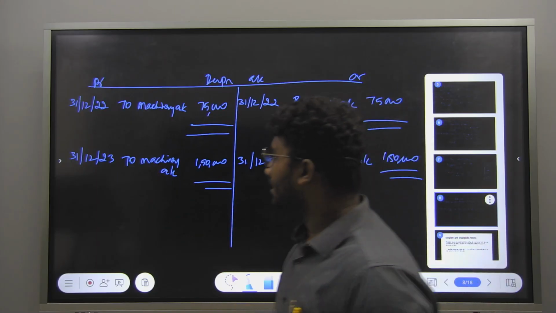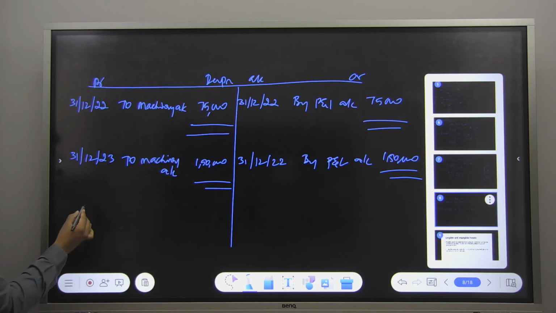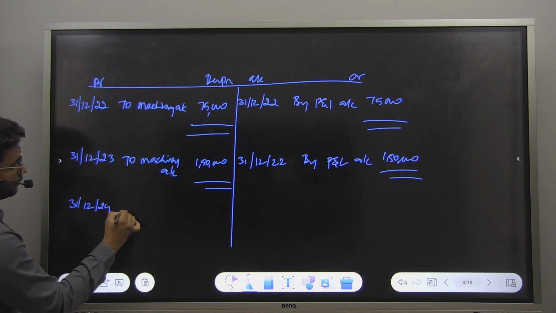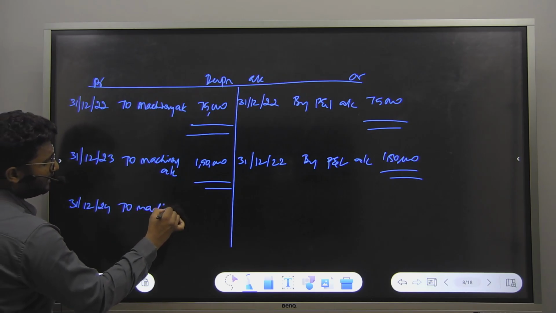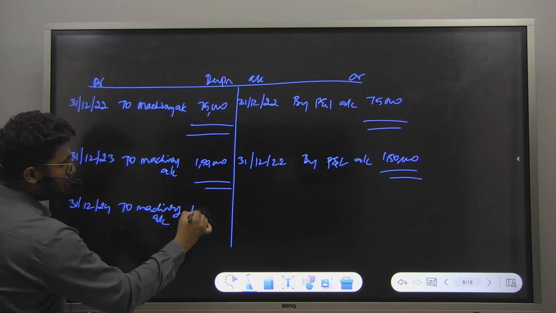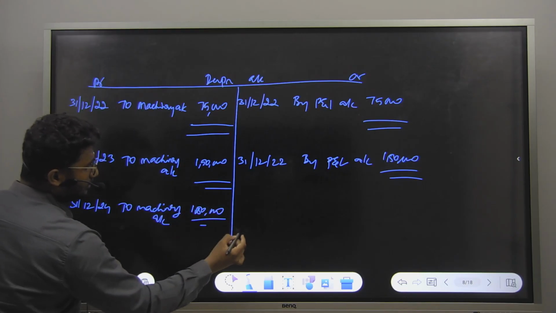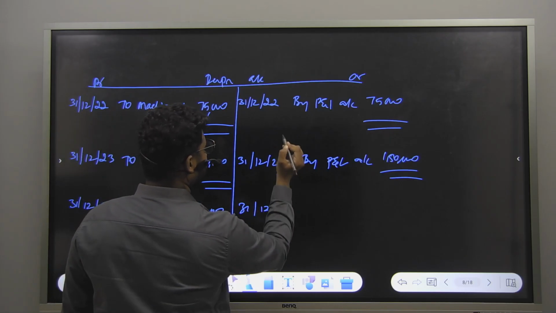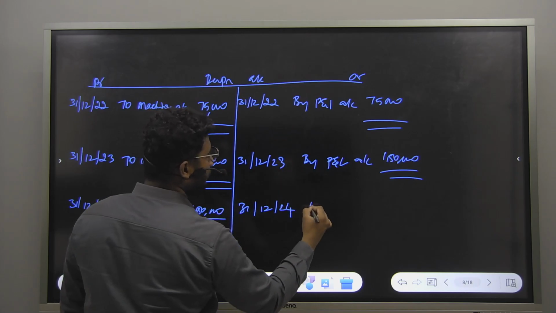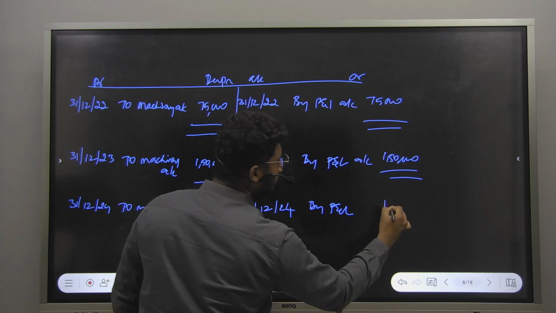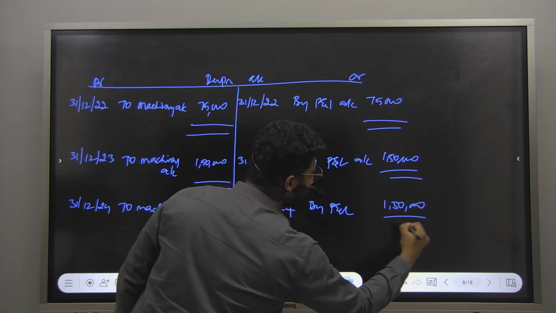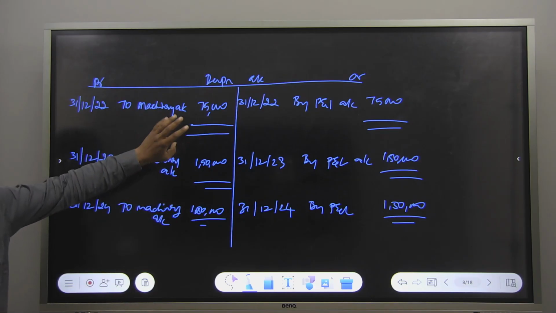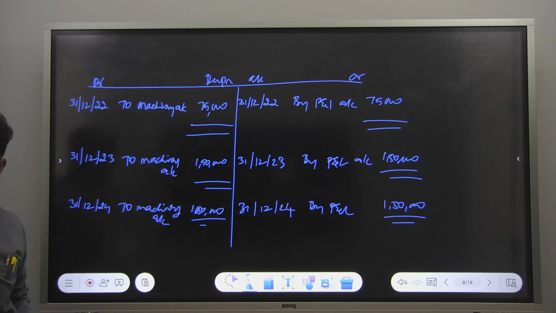If they ask for the third year also, what happens? If they ask to do it for 24 also, again on the third year you will charge depreciation 24 to machinery account. Third year fully utilized, 1,50,000. So the same amount you will transfer to profit and loss account, 1,50,000. However many years they ask, you prepare for that many years. They asked only for 2 years, you have prepared for 2 years. If they ask for the third year, the same entry comes for the third year also.